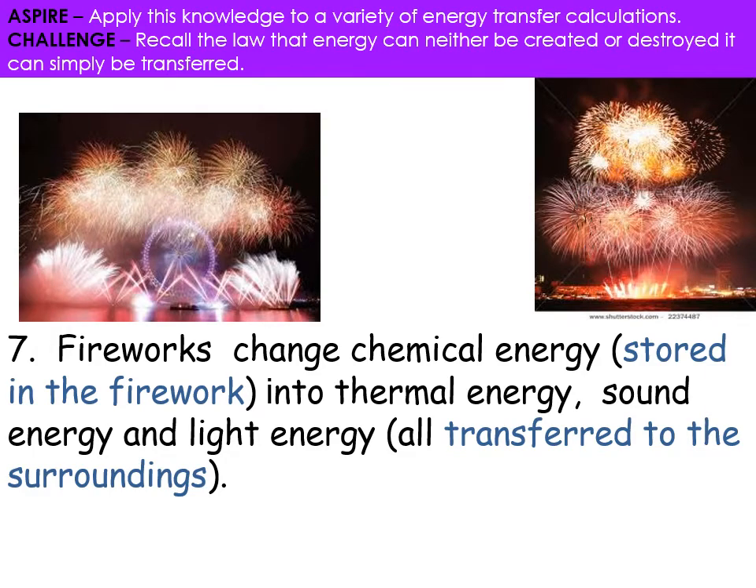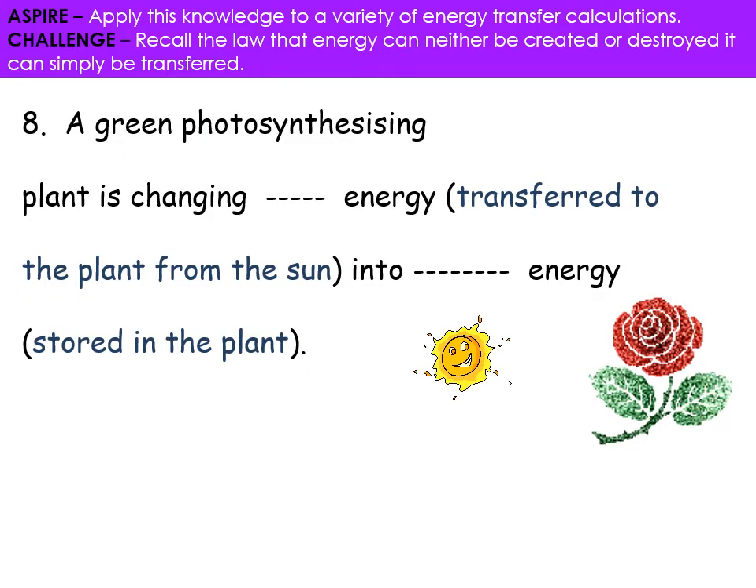So that's number 7. Number 8, a green photosynthesizing plant is changing some type of energy transferred to the plant from the sun into some other energy stored in the plant. Give you 15 seconds to think about that one.